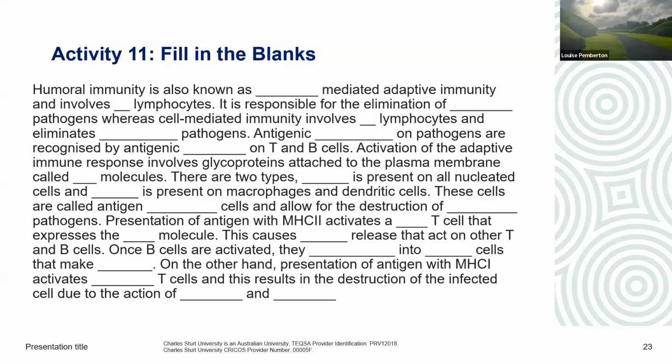Anybody want to answer that? Once a B cell is activated, they differentiate into plasma cells that make antibodies. On the other hand, the presentation of antigen with MHC class 1 activates cytotoxic T cells, and this results in the destruction of the infected cell due to the action of perforins and granzymes, leading to apoptosis.